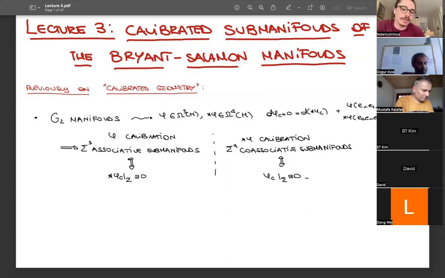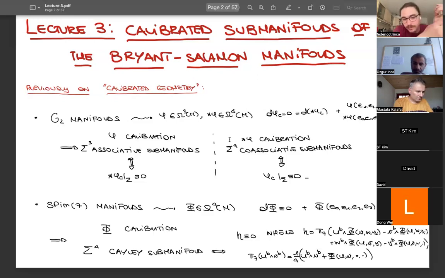And so in particular they are calibrations, and the calibrated submanifolds are called associatives, the ones with respect to phi at least, and coassociatives, the ones calibrated by star phi. We also proved at the end of the first lecture that being associative is equivalent to requiring that this four-form restricted to sigma vanishes, and this three-form restricted to sigma vanishes for associatives and coassociatives respectively.